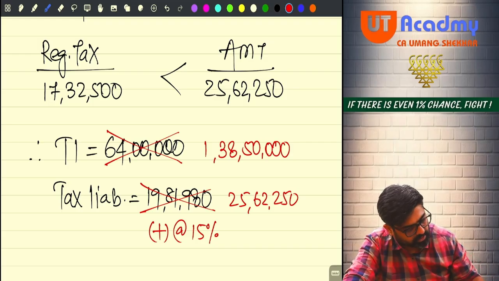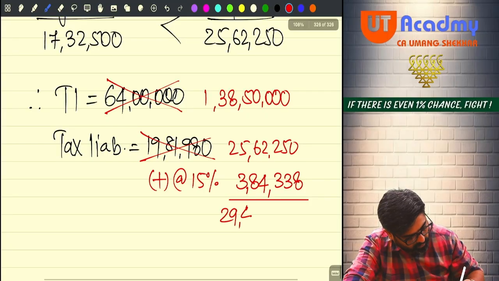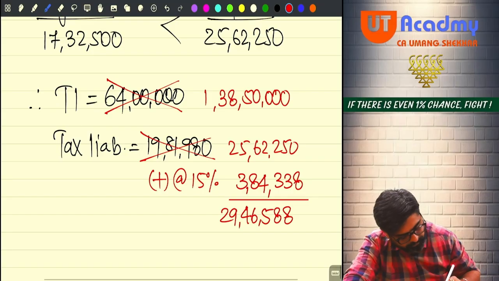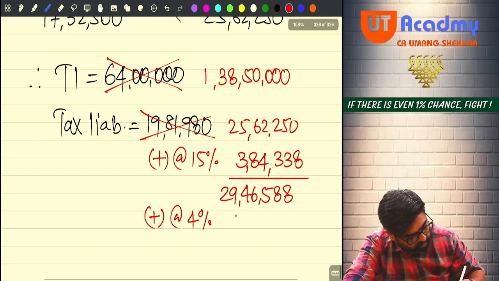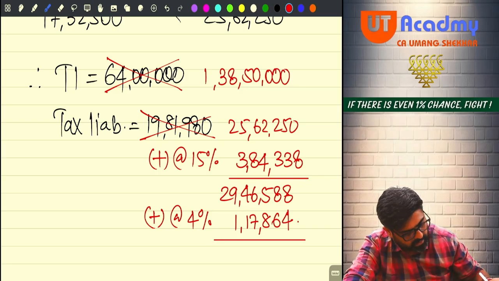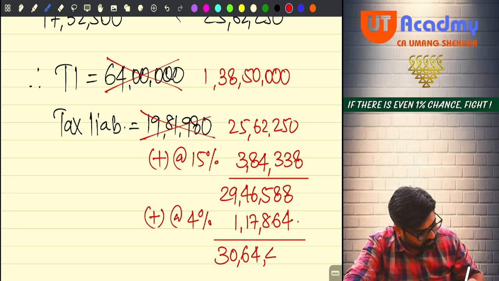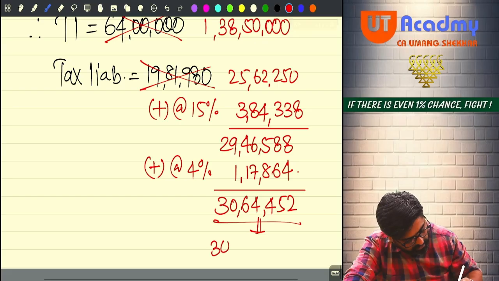So 25 lakh 62,250 into 15% will be 3,84,338. Okay. Now add both of them. You are going to get 29 lakh 46,588. Now you have to add 4% cess, which will be 1,17,864. Okay, add both of them. We are going to get 30,64,452, and please round it off. 30,64,450 rounded off.